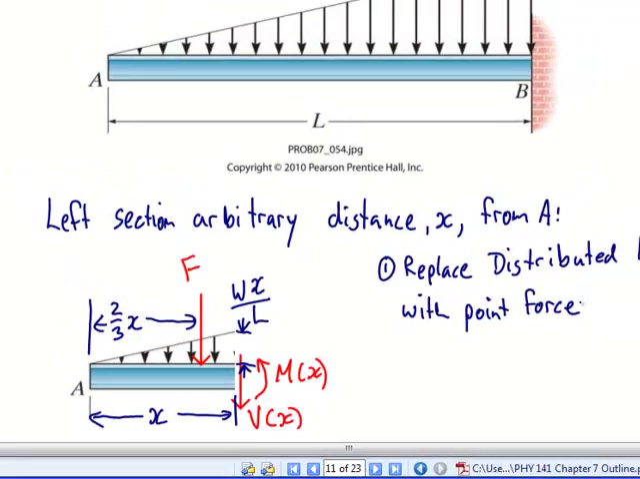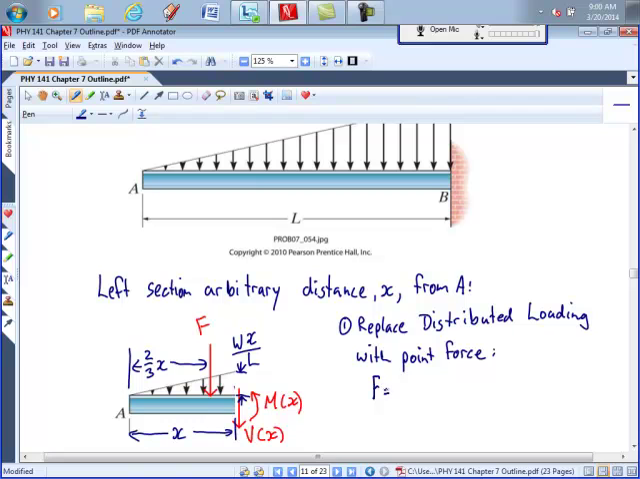What's the magnitude of that force going to be? Or how am I going to find the magnitude of that force? The area of the triangle. So we could integrate it, or we could just calculate the area of the triangle. So it'd be 1/2 base times height. So 1/2, the base is x, and the height is Wx over L. So F is Wx squared over 2L. All right, now I can do my equations of equilibrium.